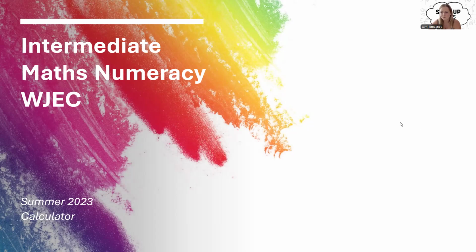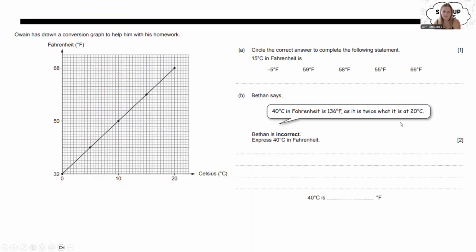Okay, so let's go. First question, we've got a conversion graph. Conversion graphs are used to convert something into something else, and we usually use them for measurements and such. So we in the UK use Celsius, in America they use Fahrenheit. So this is just a simple graph converting Celsius degrees to Fahrenheit degrees. Basically, that's all this is.